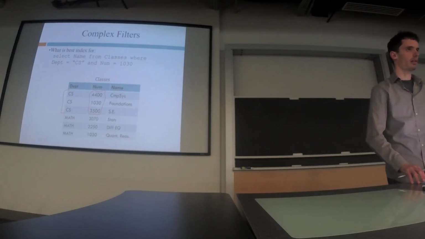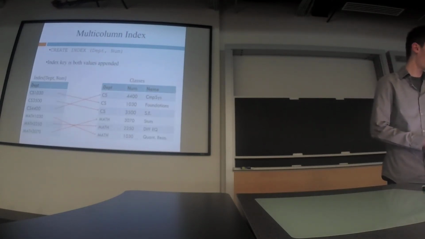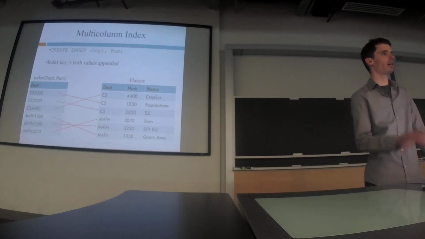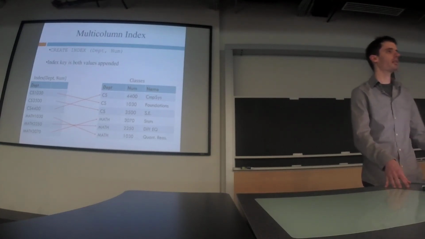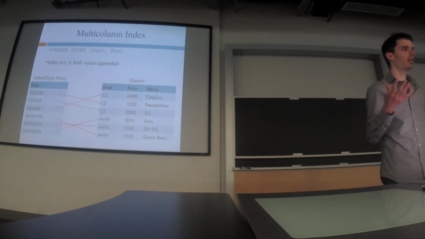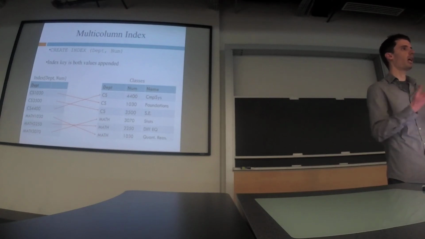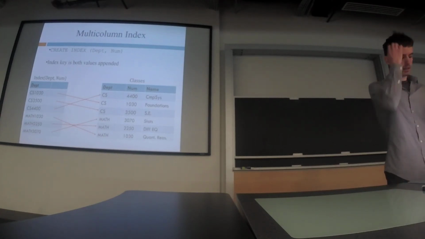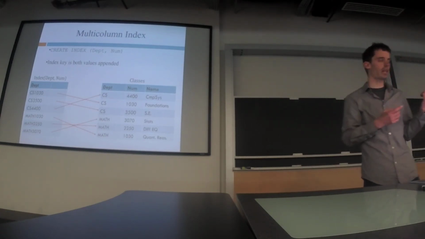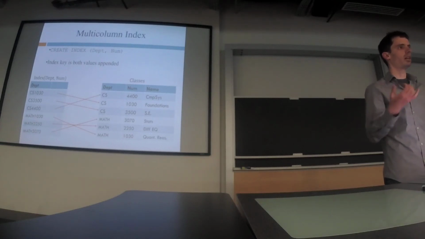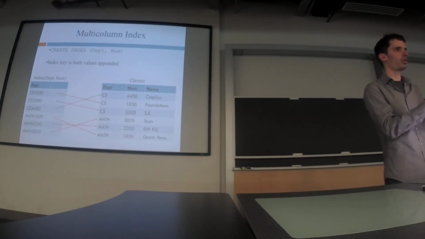So there is an index that will help with this. It turns out we actually can just put two columns into the same index. What it does is literally just append the second column to the first column, and that becomes the key. So in this case, I have a string and a number. It just takes the string version of that number and appends it to the string.